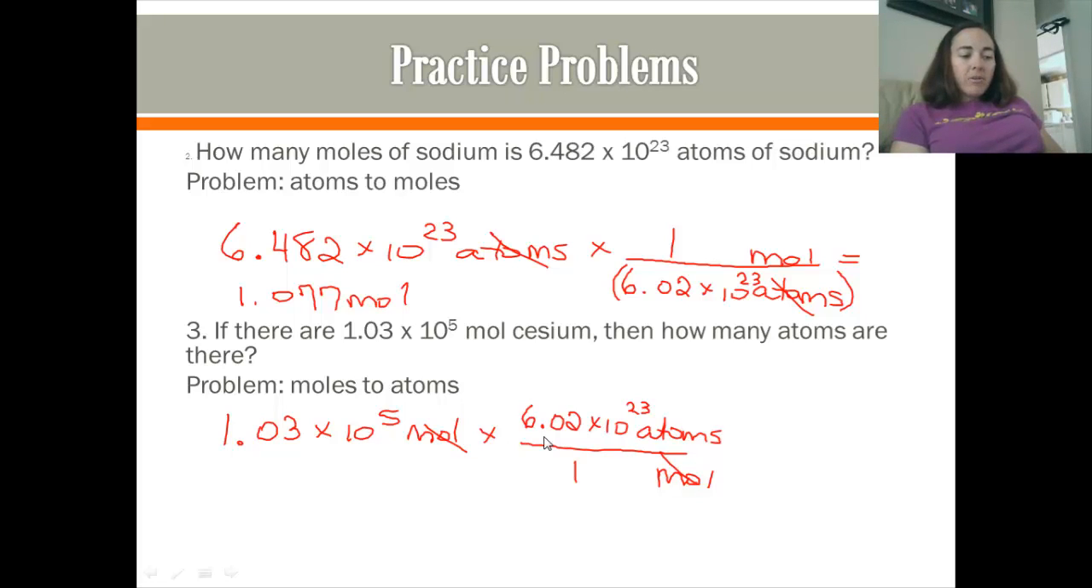So in my calculator, multiply that out, and the answer that I get is 6.20 times 10 to the 28th atoms. Now that seems like a really large answer, but think about that for a second. An atom is really, really small, so you would expect in this many moles, because that's like 100,000 moles, that there would be a lot of atoms. So this number is okay. It's fine that there are very large numbers.